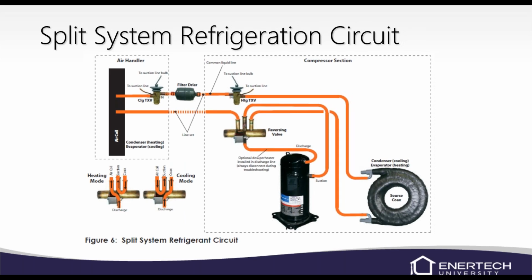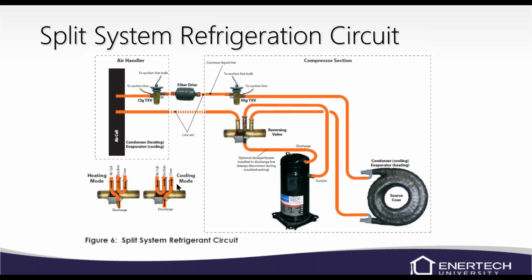A split system or a package unit are really very similar to a water-to-water unit. The only thing different is now we've got an air coil on the load side instead of a water heat exchanger. And on a split unit, we do have 2 TXVs. So we've got a cooling TXV at the air handler, and we've got a heating TXV in the compressor section. So depending on what mode you're in is going to depend on where you have to check your superheat and your subcooling readings.